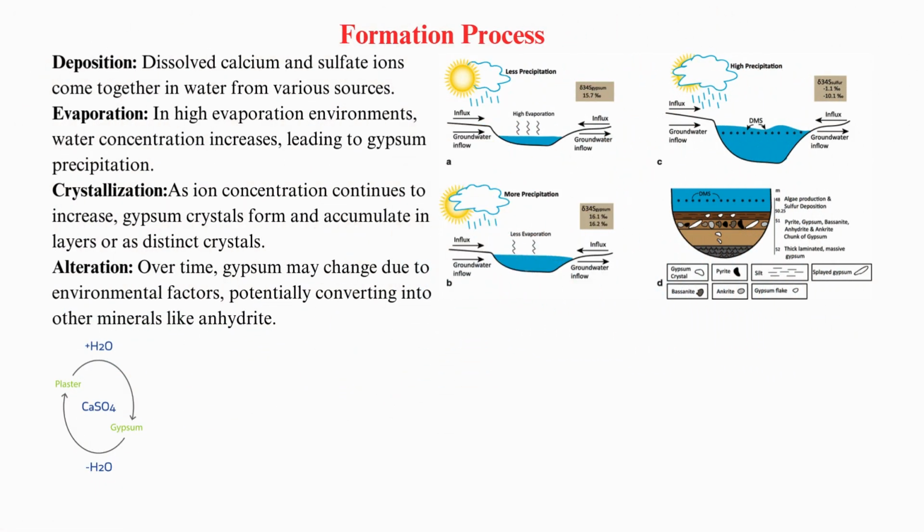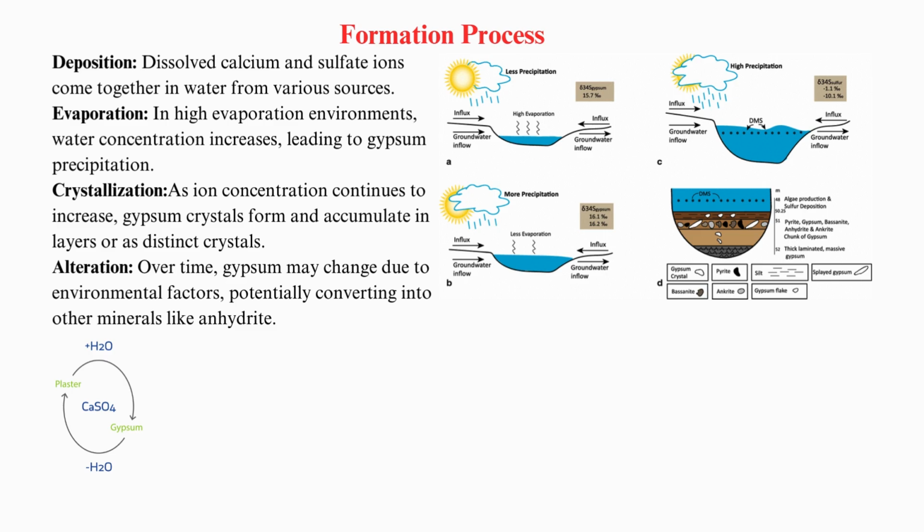The formation of gypsum involves a sequence of geological and environmental processes. Deposition. Gypsum initially forms as dissolved calcium and sulfate ions in water. These ions can come from a variety of sources, including the dissolution of calcium-containing minerals in rocks and the leaching of sulfur compounds from organic matter and volcanic emissions. Evaporation. In environments with high evaporation rates, such as arid regions or evaporating ancient seas, the water becomes concentrated with dissolved calcium and sulfate ions as it slowly evaporates. This increased concentration of ions makes it more likely for gypsum to precipitate and crystallize out of the solution.